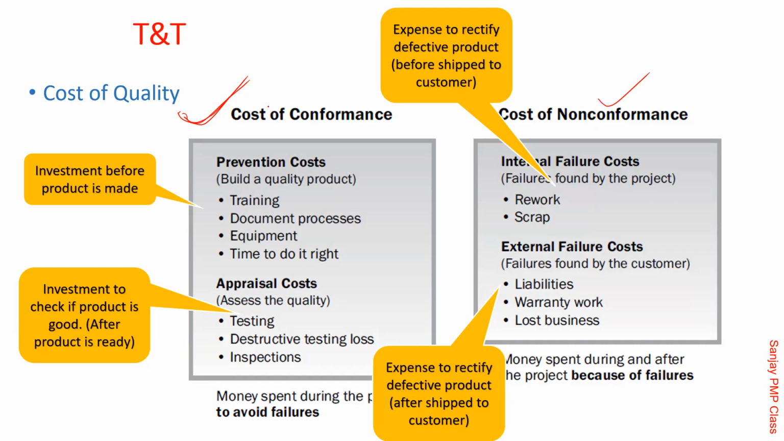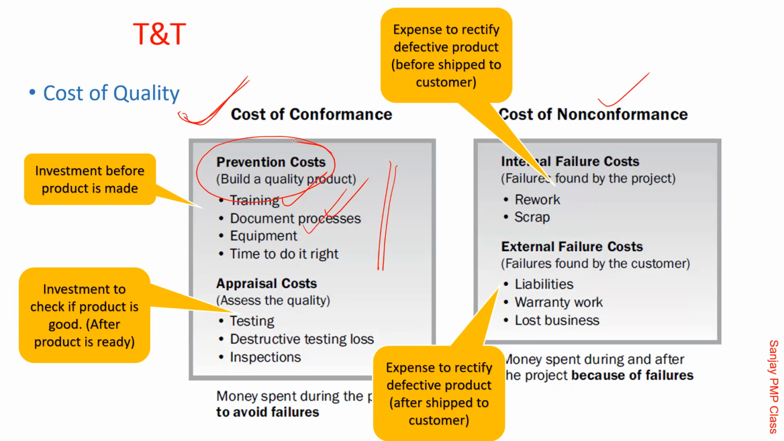Now, in cost of conformance, there are two parts. Prevention cost: investing into the training of the staff, documenting the process, using appropriate tools, equipment, and all that is a prevention cost. You are spending this money before the product is made. For making a good product, you are investing into the production line. All that is called the prevention cost.